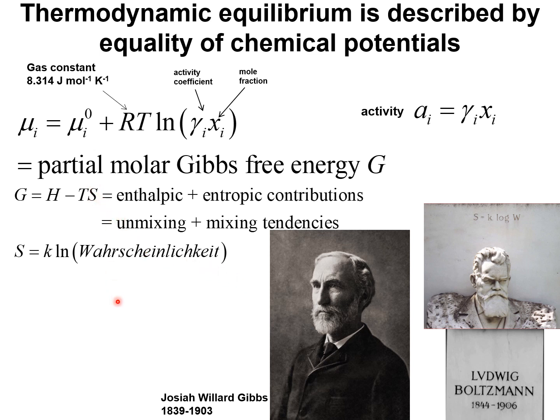S is the entropy and is given by the Boltzmann equation. S is k ln W, that is engraved on his tombstone in Vienna. The symbol W stands for Wahrscheinlichkeit. You will note that Josiah Willard Gibbs and Ludwig Boltzmann were contemporaries.